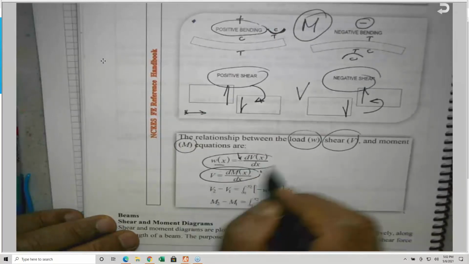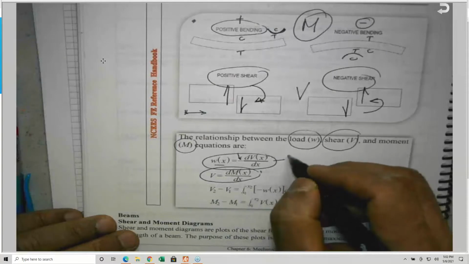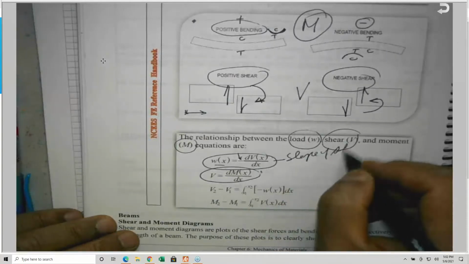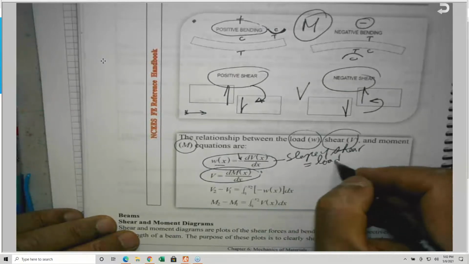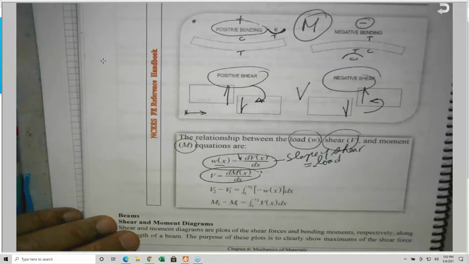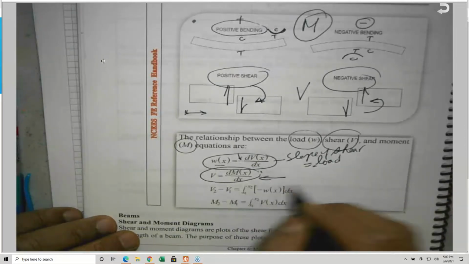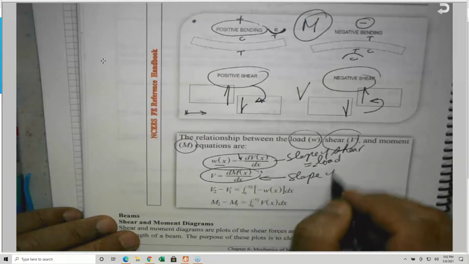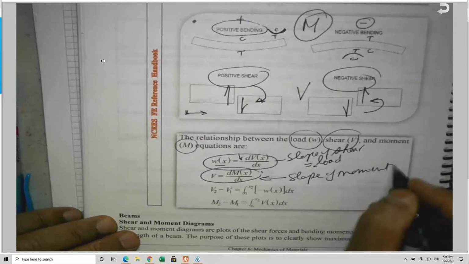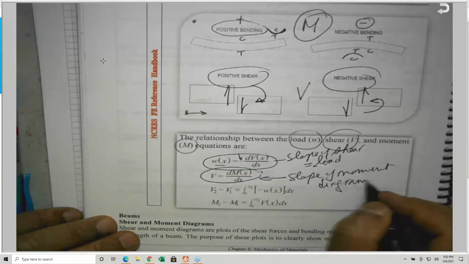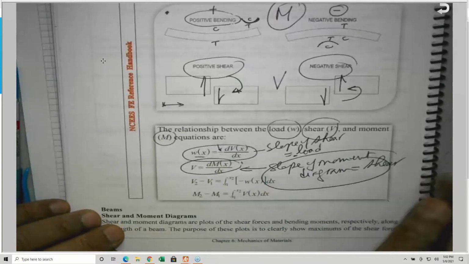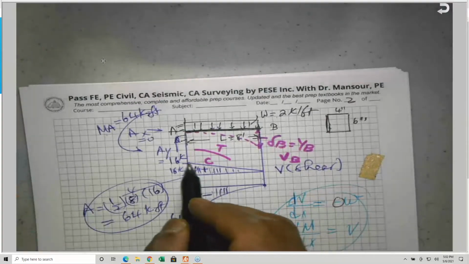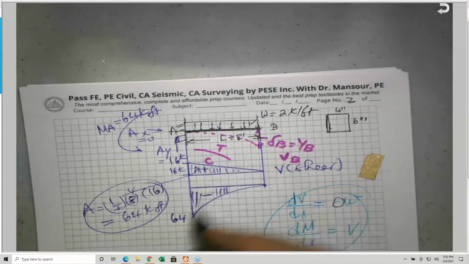These 2 equations are very important, which is, we can say slope of shear equals load with the negative sign. Okay, this is the first equation. The second equation is the slope of the moment diagram. The moment diagram slope is equal to the shear at any point. And this is very obvious from this sample problem here. If you look at the slope, this is a negative slope. Is this correct? Do you remember from calculus 101?